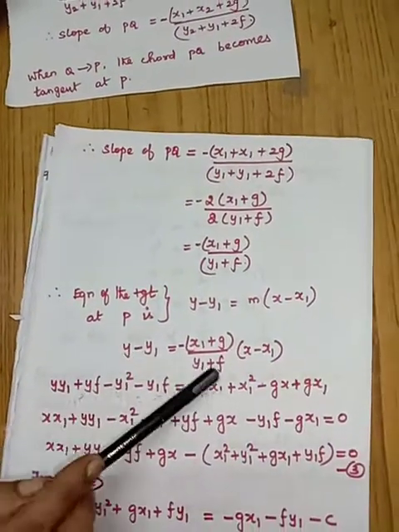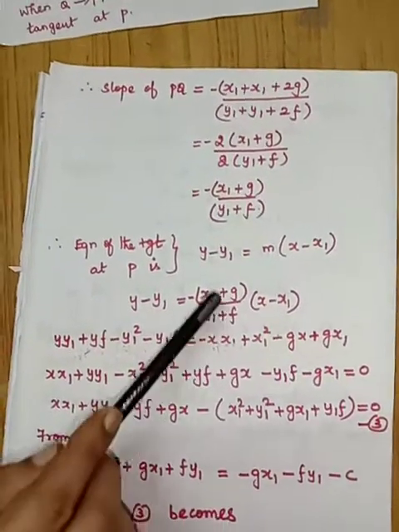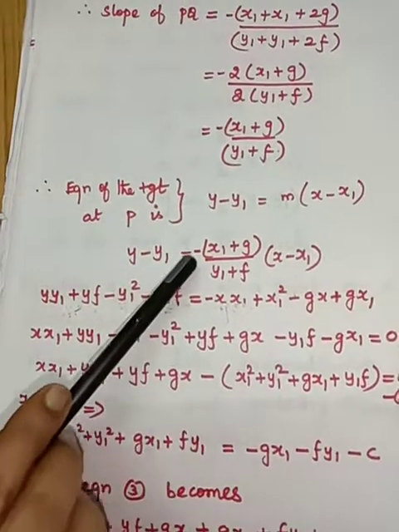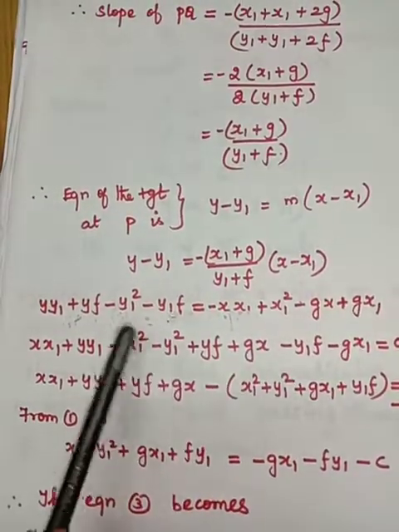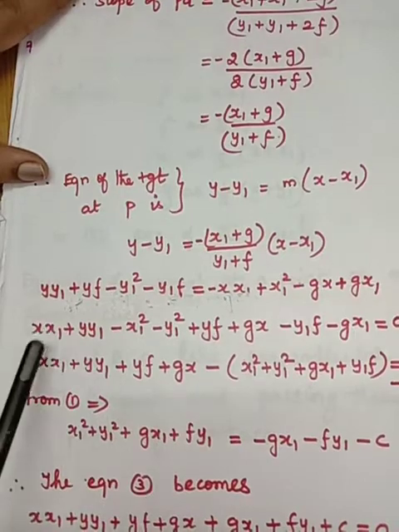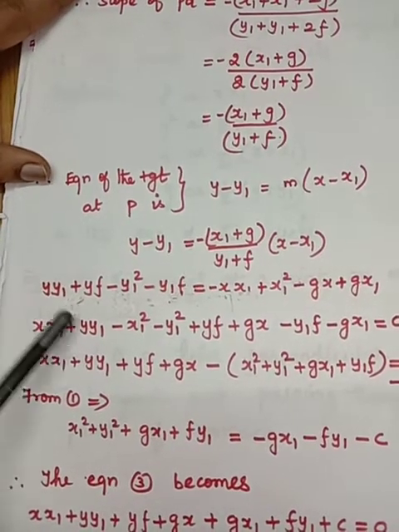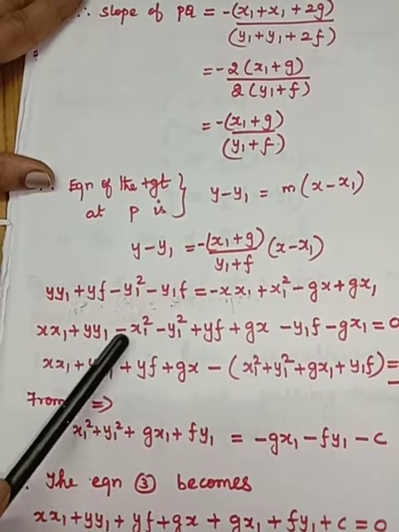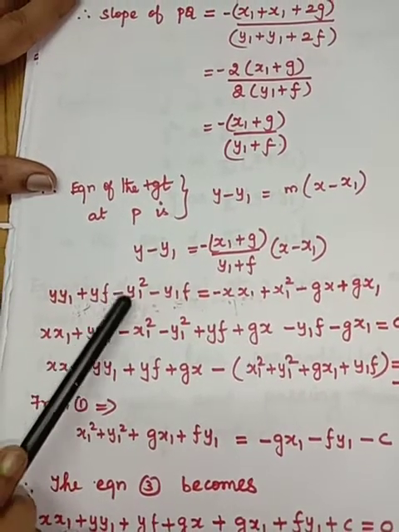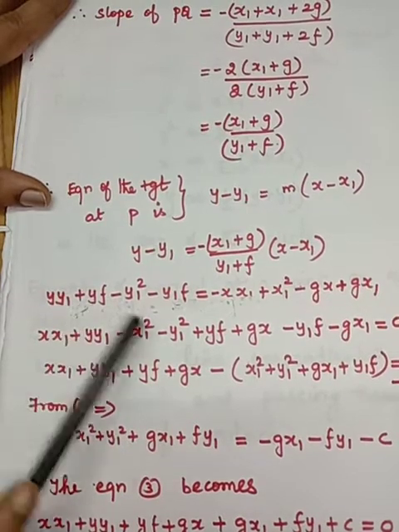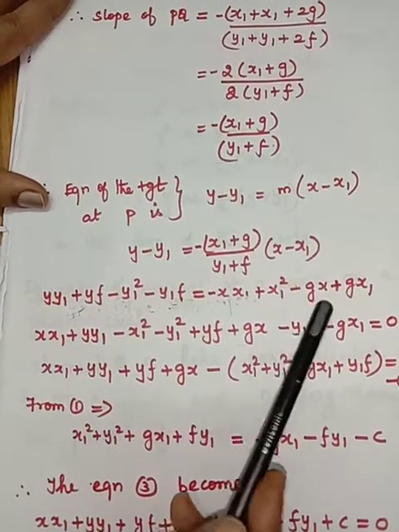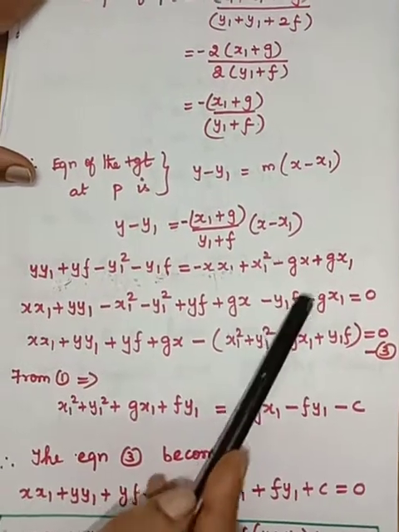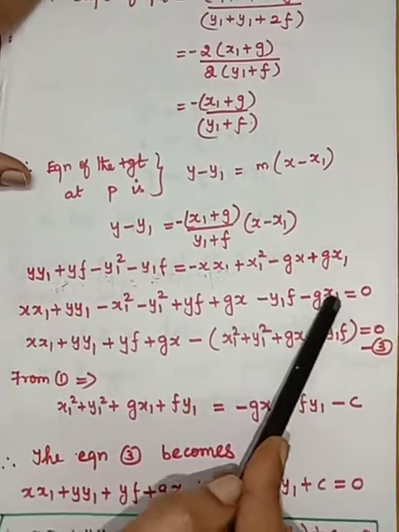So when you multiply these two, you will get this answer. When both the terms have to be multiplied, you have to apply the minus to all the terms. Here minus xx1, you bring it to the left side, it is xx1 plus yy1, and minus x1 squared, when you bring it to the left side, it is minus x1 squared minus y1 squared. Here you are having yf, here minus gx, when you bring it to the left side, it is plus gx. Here minus y1f, and this minus gx1.